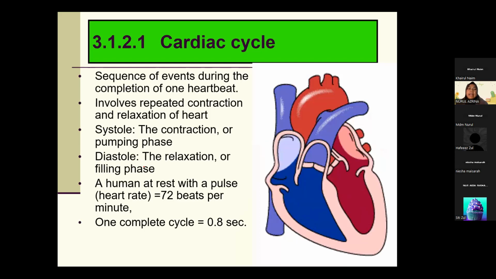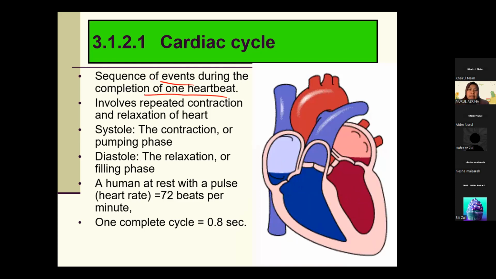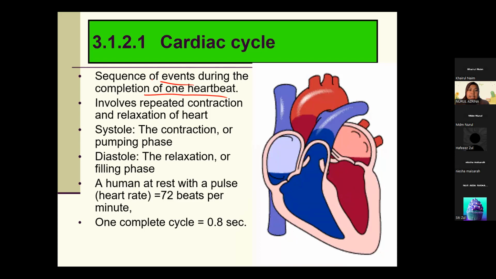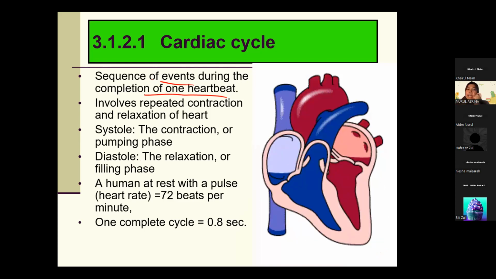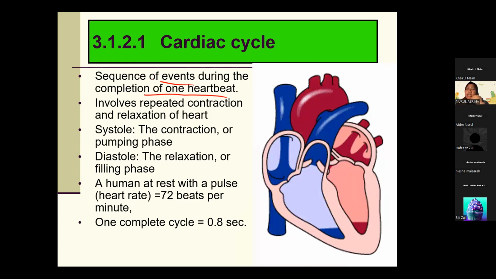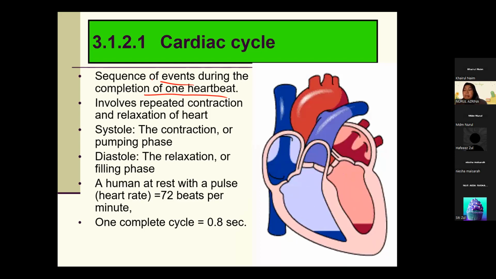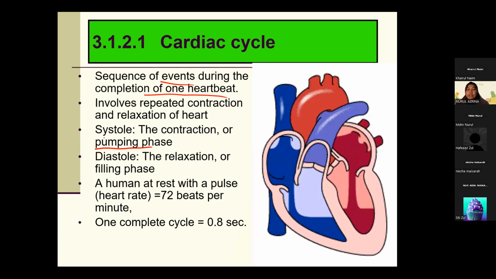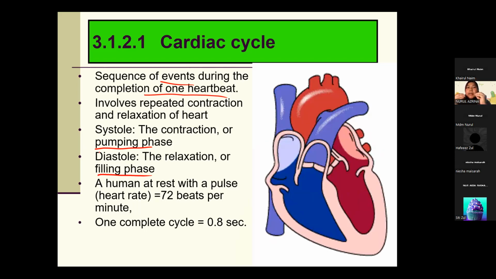So cardiac cycle is the sequence of events during completion of one heartbeat. So it involves repeated contraction and relaxation of the heart. So systole is the phase of contraction, or another term we can refer to is the pumping phase of the heart, whereby diastole refers to relaxation or the filling phase. Meaning to say the heart is filled with blood.